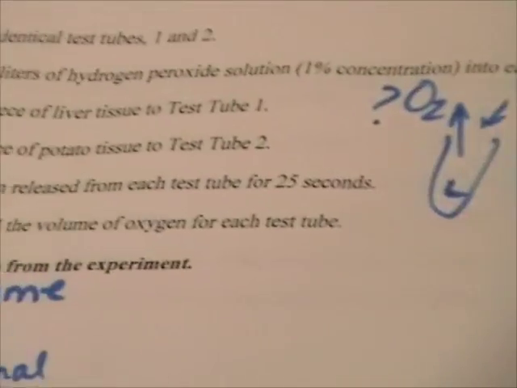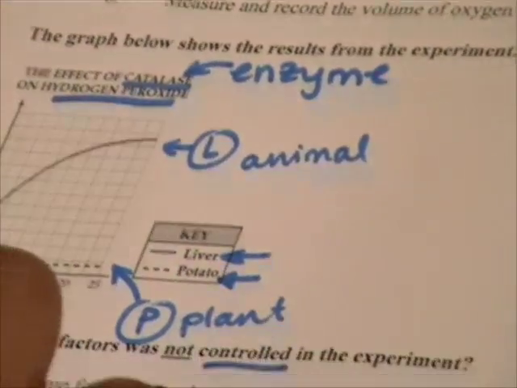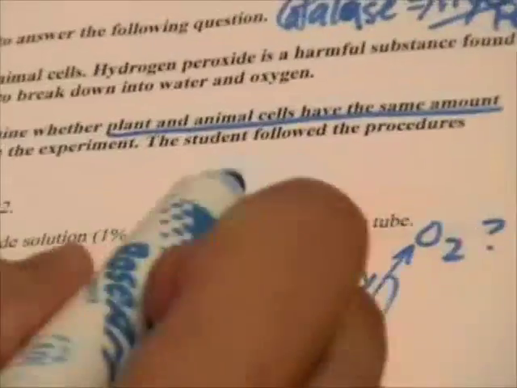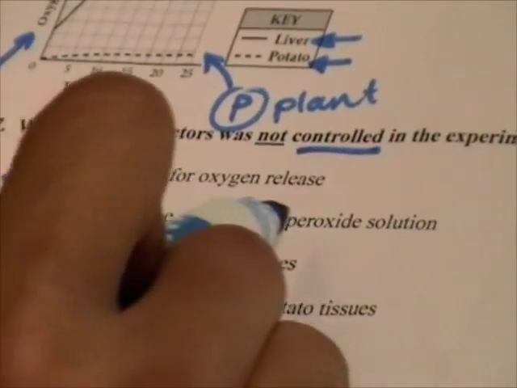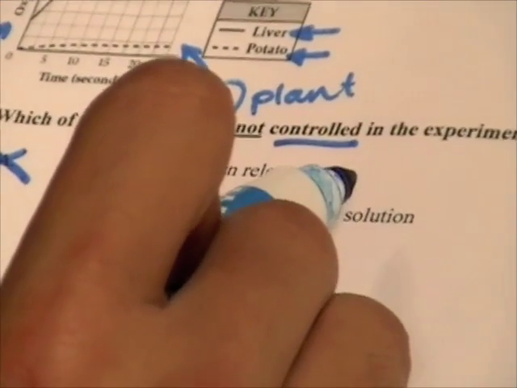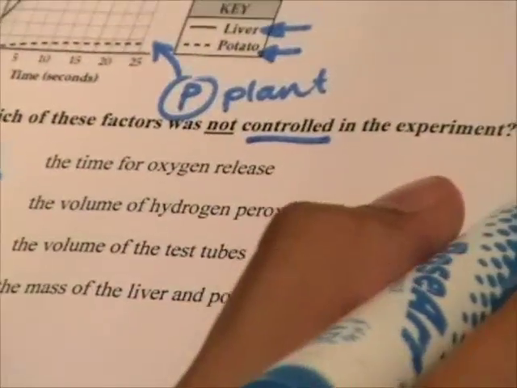So what was not controlled? Control I know means that I'm not changing it. The time for the oxygen release? No, each test tube gets 25 seconds, so that's controlled. Each of them gets the same thing, so I definitely controlled that. I didn't change it. The volume of hydrogen peroxide solution? No, both of them get 10 milliliters. It says it right here. So I'm controlling that. Each of them gets the same.